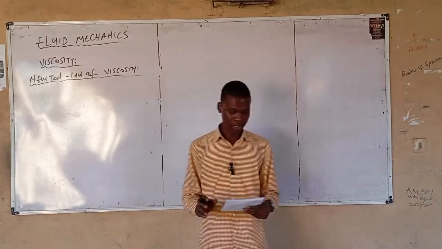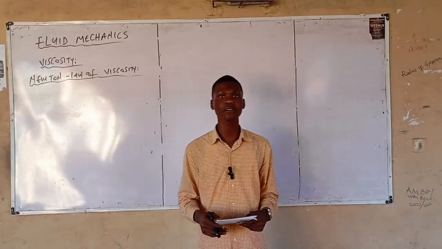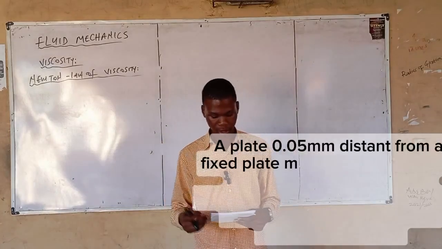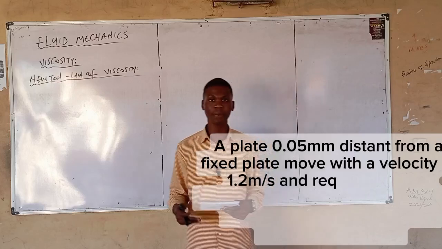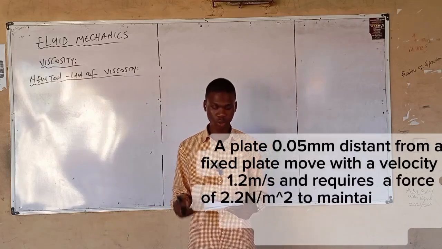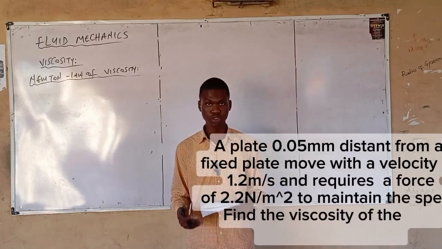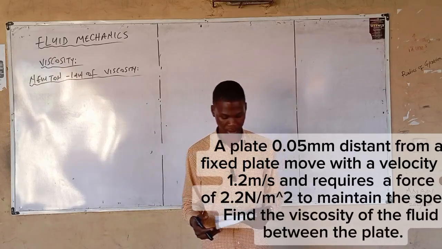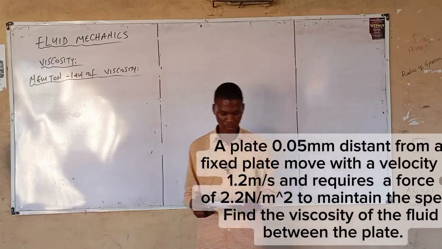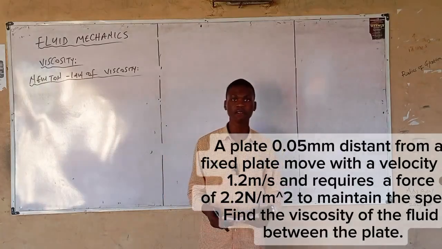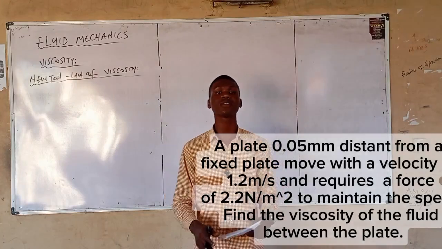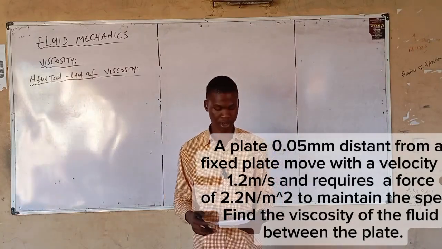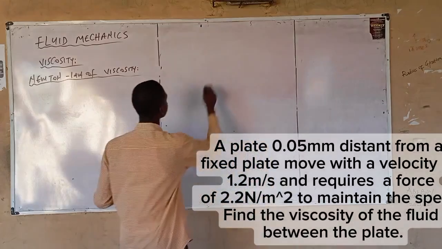Example 1. A plate 0.05 mm distance from a fixed plate moves at 1.2 meters per second and requires a force of 2.2 Newton per meter square to maintain this speed. Find the viscosity of the fluid between the plates. First thing first, list out the given parameters. Illustrate with a diagram. Now, solution.